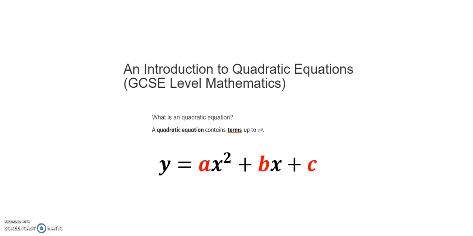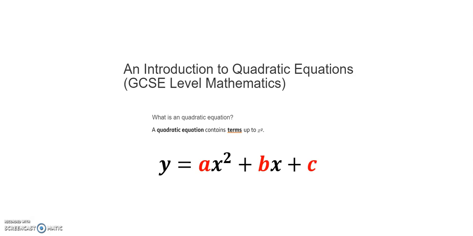Therefore, we can express it colloquially as y equals ax squared plus bx plus c, where a, b, and c are any integer, positive or negative. So the only value that a cannot be is 0.